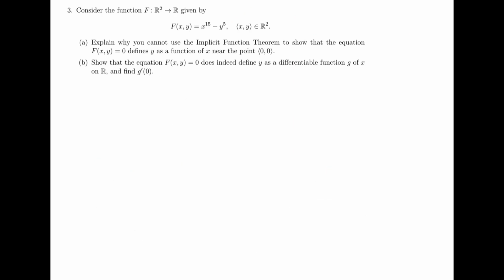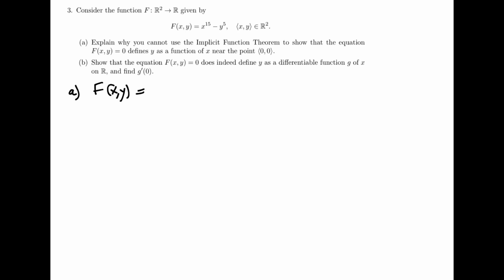Okay, let us continue with the last exercise, the third one. So this is an exercise where we apparently cannot use the implicit function theorem. So first we need to explain why we cannot use this. Okay, so let's start by A. Well, let's say, what would we do if we would try to use it? Well, we would compute the derivative, and we need that the derivative with respect to the y variable is not equal to 0.